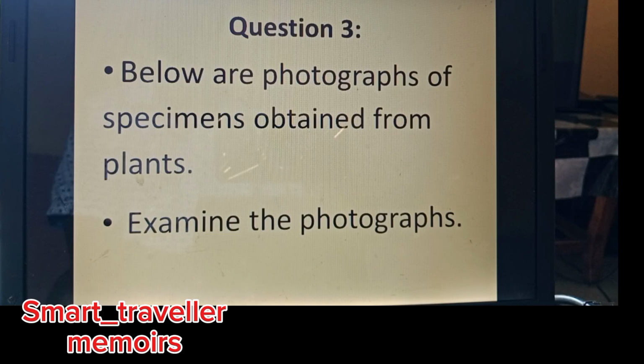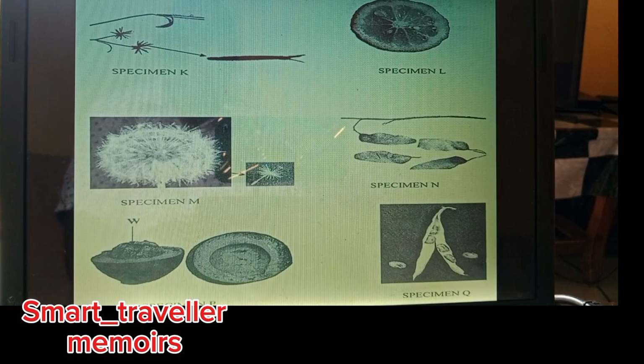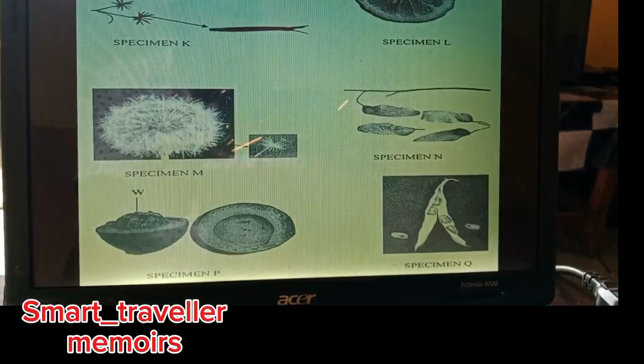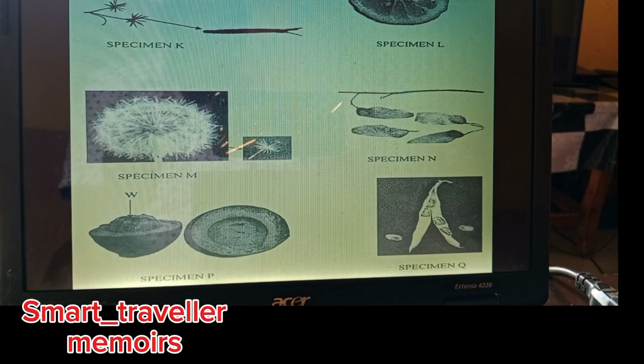Question 3. Below are photographs of specimens obtained from plants. Examine the photographs. So there you are. We have specimen K, specimen L, specimen M, specimen N, then we have specimen P and specimen Q.